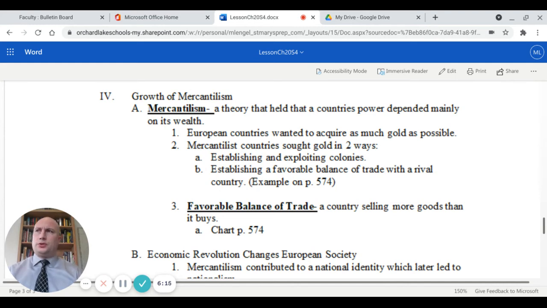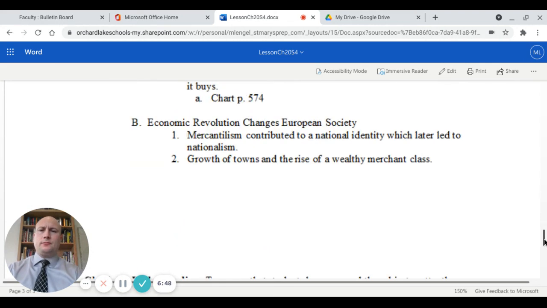They sought to get gold in two ways. One was by establishing and exploiting colonies. And then two is establishing what's called a favorable balance of trade with their rival countries. With a favorable balance of trade, what the country is trying to do is sell more goods than it buys, or in other words, export more than it imports. So manufacturing, self-sufficiency, okay? These are concepts of a favorable balance of trade and concepts of a mercantilist economic style.